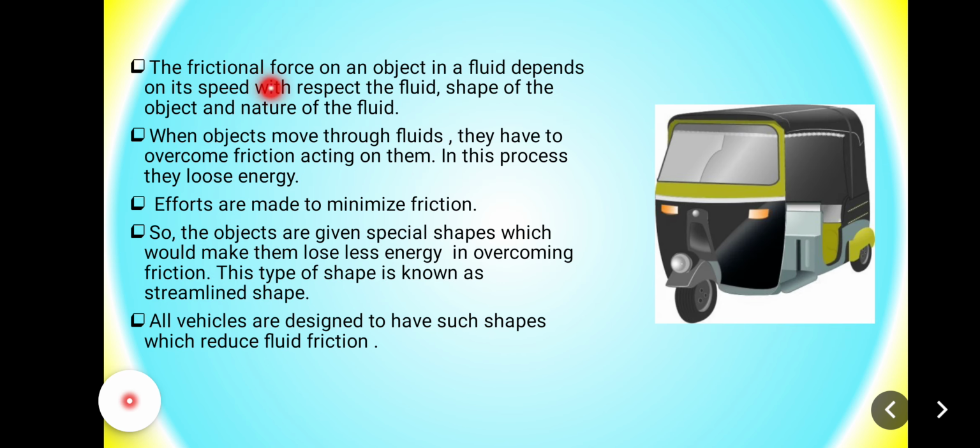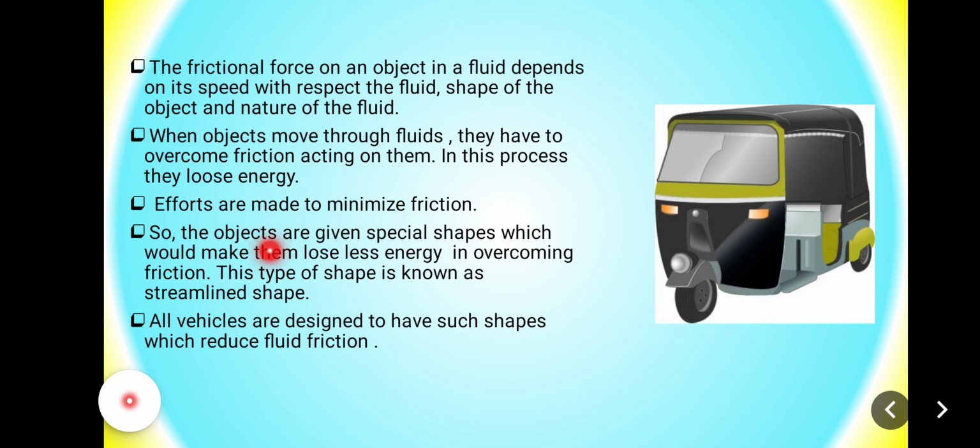The frictional force on an object in a fluid depends on its speed with respect to the fluid, shape of the object, and nature of the fluid. When objects move through fluids, they have to overcome friction acting on them, and in this process, they lose energy. So, efforts are made to minimize friction.